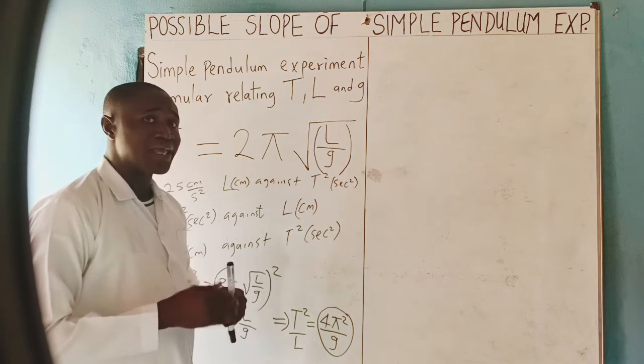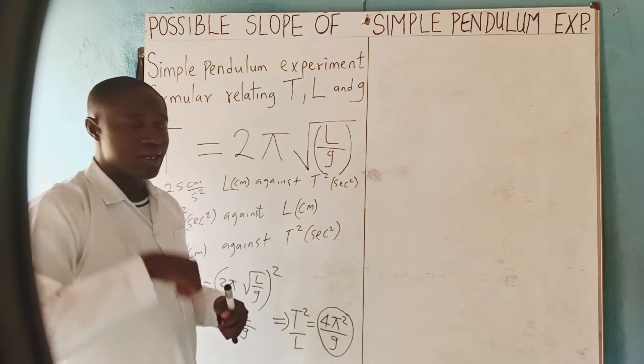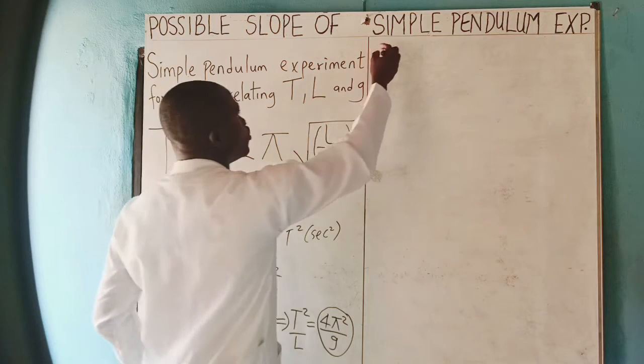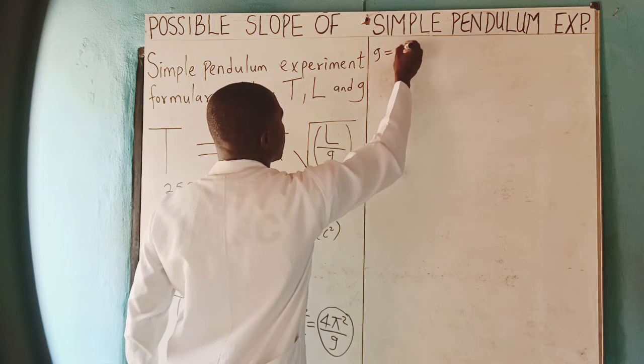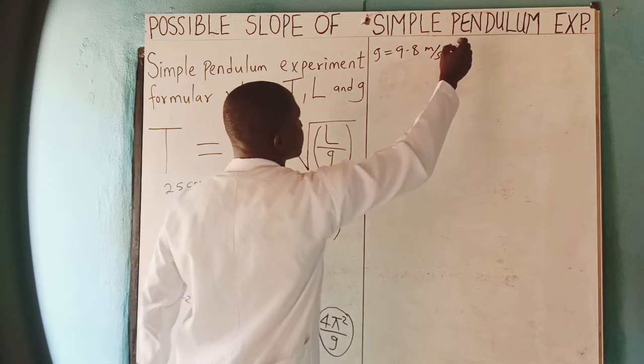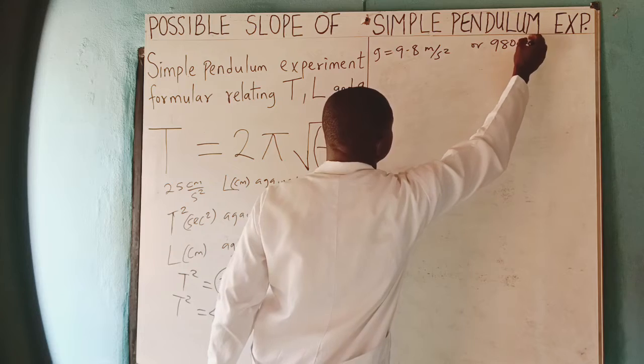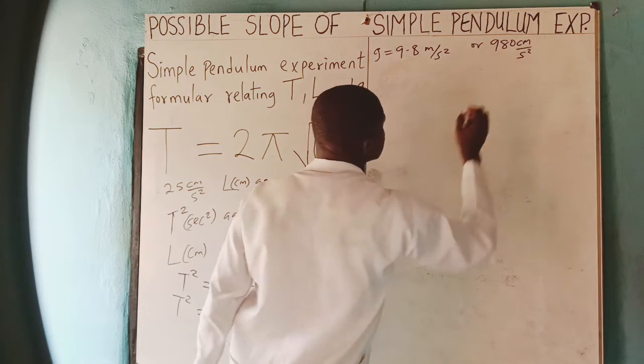That is the acceleration due to what? Gravity. So that G is constant. On Earth, it is equal to 9.8 meter per second squared, or 980 centimeter per second squared.